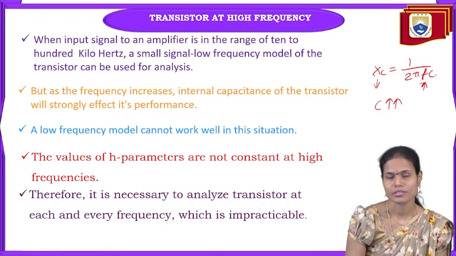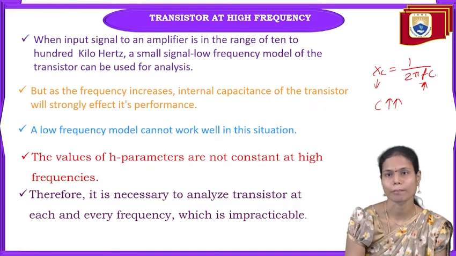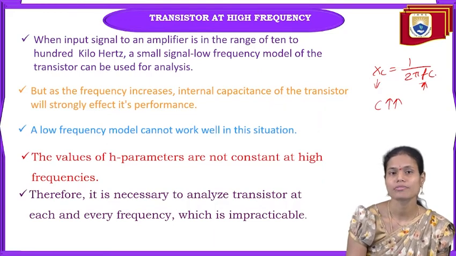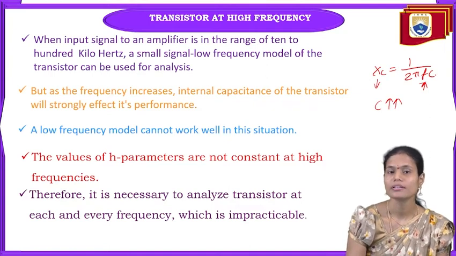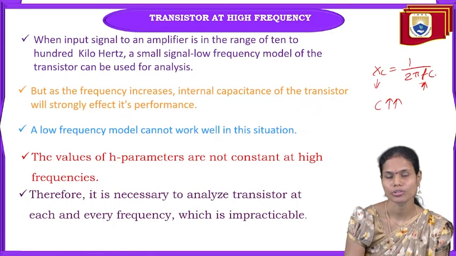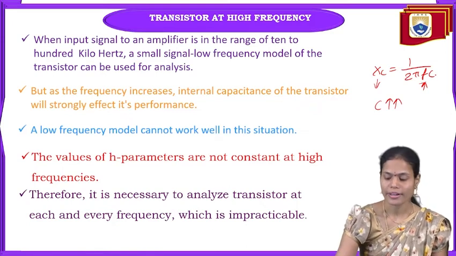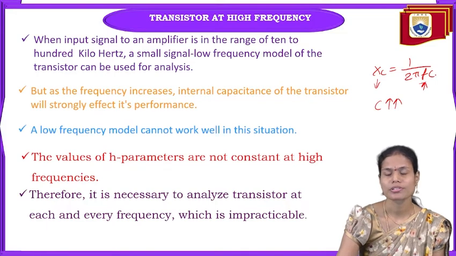So in that case, the small signal model, whatever we discussed till now, is not applicable. Why? Because in that case, we removed all the capacitors and all DC sources. But in the case of high frequencies, we need to include the capacitors. And one more reason: the H parameters themselves are not constant for all similar types of transistors, and those are not the same for all high frequencies.